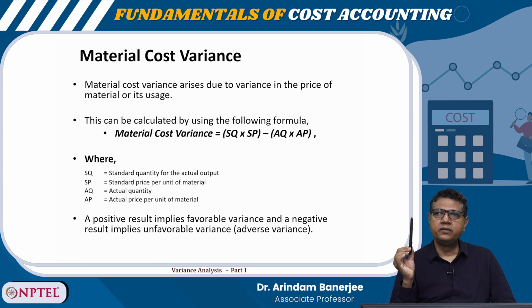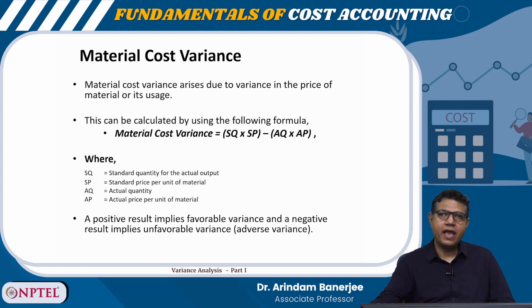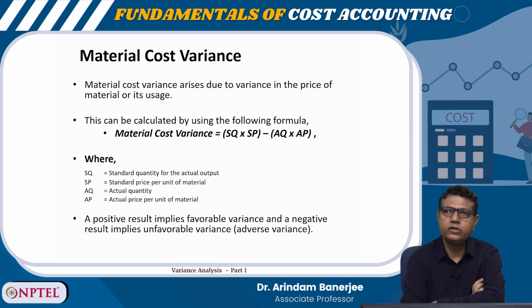Now, the standard quantity, I assumed that it will require 50 gram of polythene granule. But when I manufactured it, I found that it is taking 70 gram for manufacturing one unit. So, my actual quantity is 70 gram, right. So, my actual cost is how much? 70 gram into my actual price, that is 60 rupees. So, my actual AQ into AP, that is the actual cost, is different from my standard material cost.